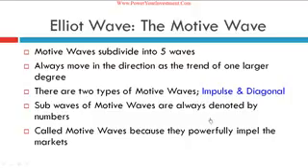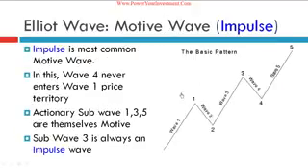Motive waves are called motive waves because there's a purpose behind them, and that is to propel the market either upwards or downwards. Broadly, there are only two types of motive waves. They are either the impulse kind or the diagonal waves. Now let's come to the impulse wave. The impulse wave is the most common motive wave.